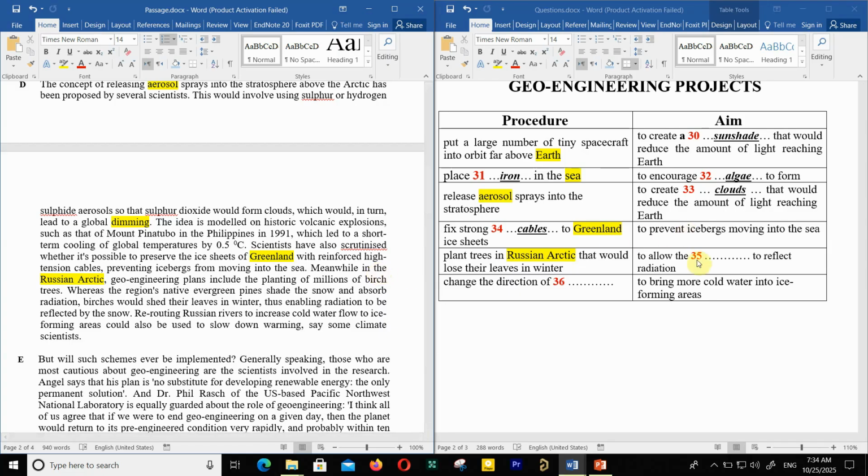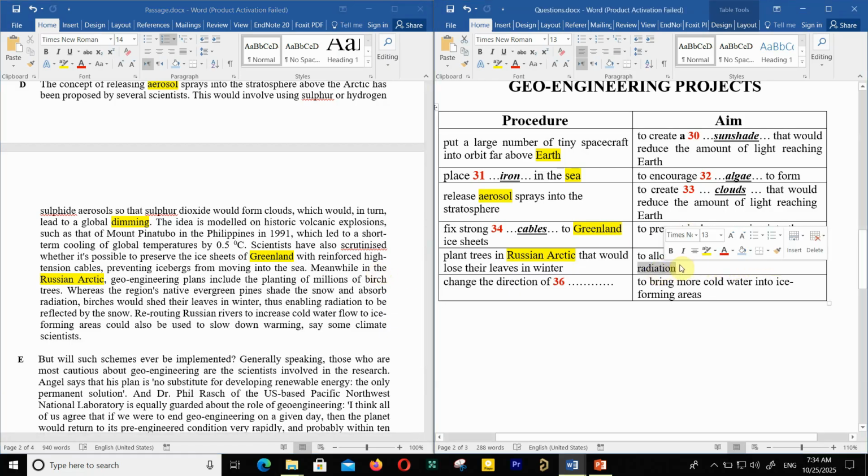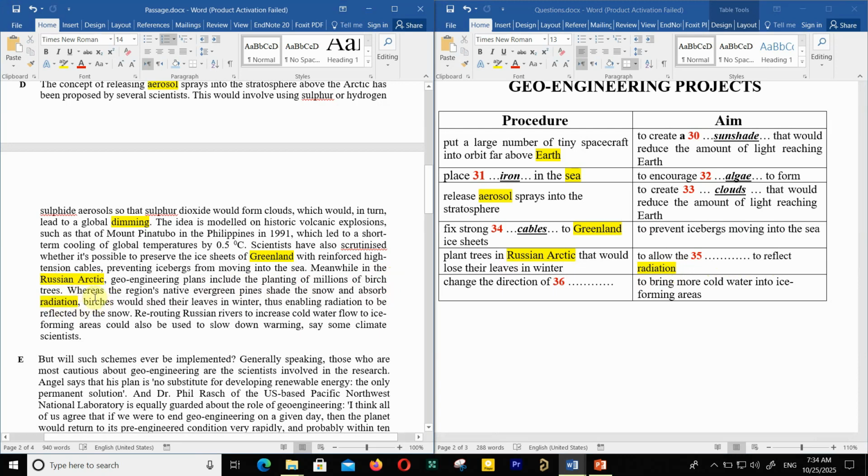So here it says to allow the dash to reflect radiation. Radiation is a great word to look for. Just find the radiation and you can find the answer so easily. Here, this is radiation. So the answer must be here. To allow the what? Whereas the region's native evergreen pines shade the snow and absorb radiation, to reflect radiation. To allow the what to reflect radiation? To allow the snow. We need a singular noun after the. Snow.